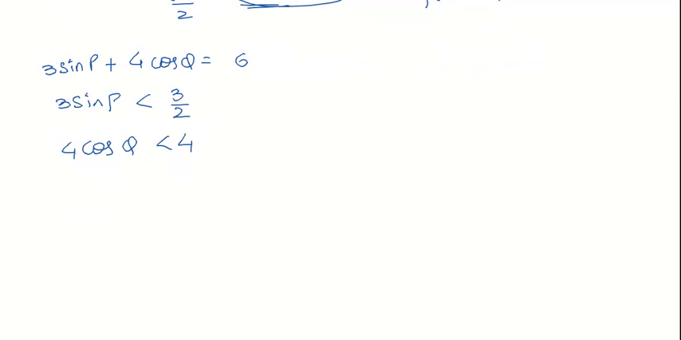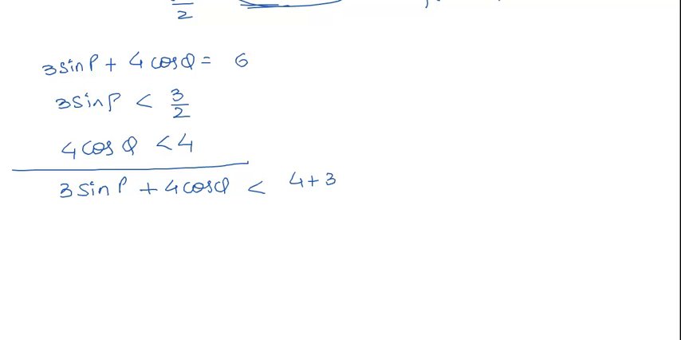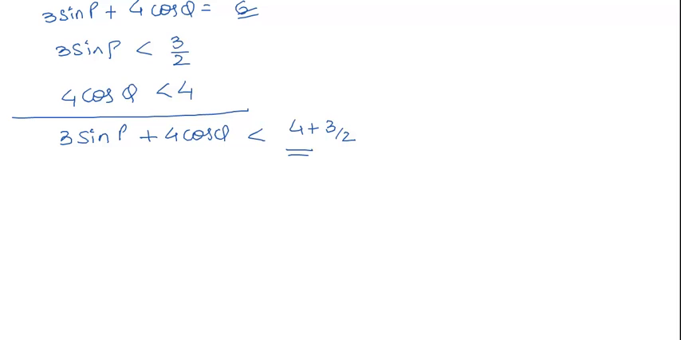If we add both of them, we will be getting 3 sin P plus 4 cos Q is less than 4 plus 3 by 2. But in the condition it is given 6. Here it will come out to be 5.5. Therefore the argument is not matching. So the condition which we have taken, that is P plus Q equal to 30, is incorrect.